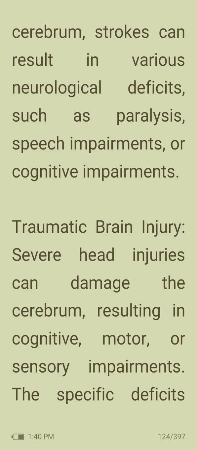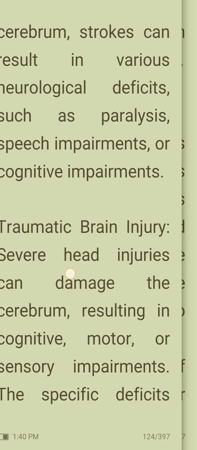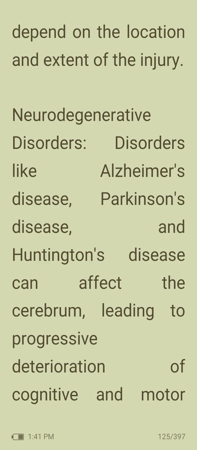Then, traumatic brain injury. Severe head injuries can damage the cerebrum, resulting in cognitive, motor, or sensory impairments. The specific deficits depend on the location and extent of the injury. Then, neurodegenerative disorders. Disorders like Alzheimer's disease, Parkinson's disease, and Huntington's disease can affect the cerebrum, leading to progressive deterioration of cognitive and motor functions.